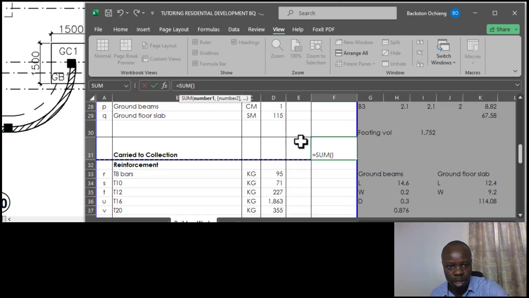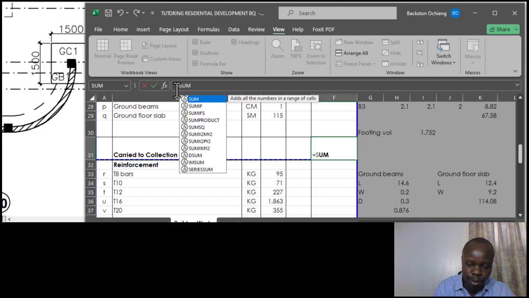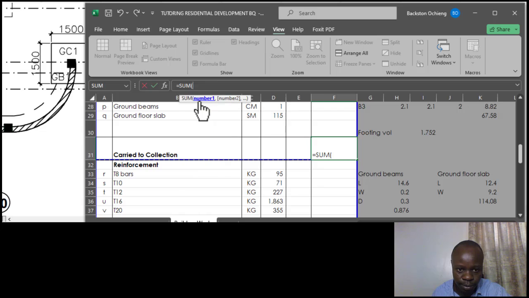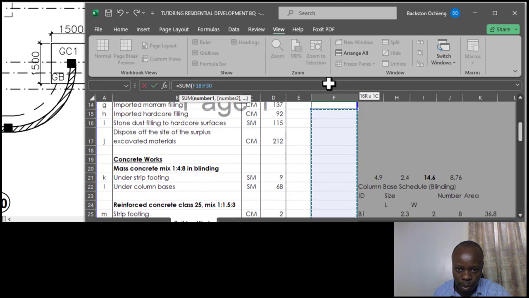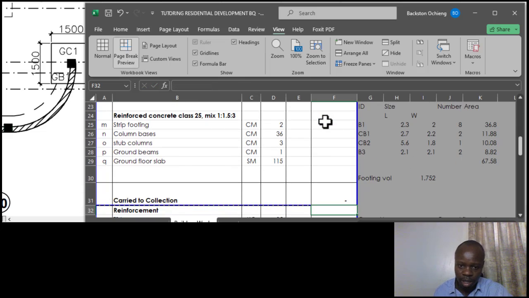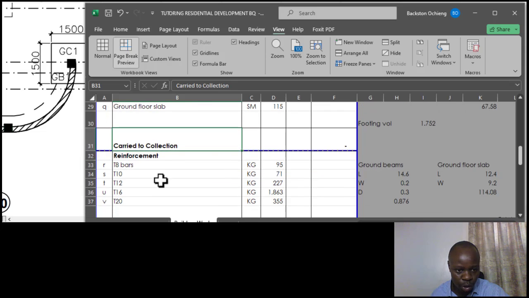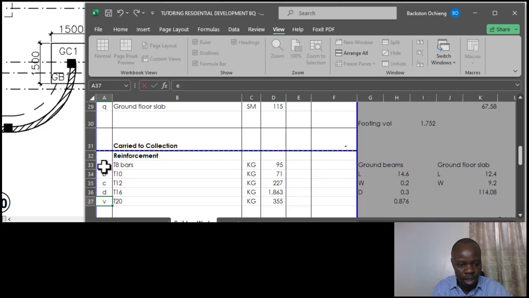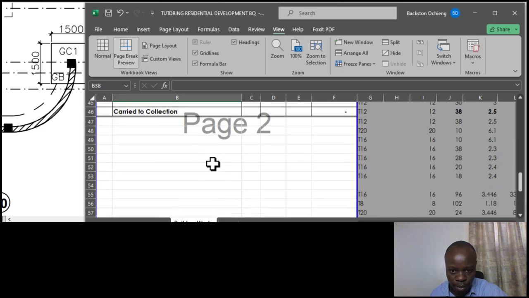So is equals to sum. If you also need to understand this, is equals to, then you type sum, double click, and then you add what we have here. Right? Of course, you'll make use of that when you have now the rates, but for now this is now carried to collection, and then this is now a different page altogether. So for every different page you need to start afresh in terms of your alphabet. Alright, so that is how to go about the same.